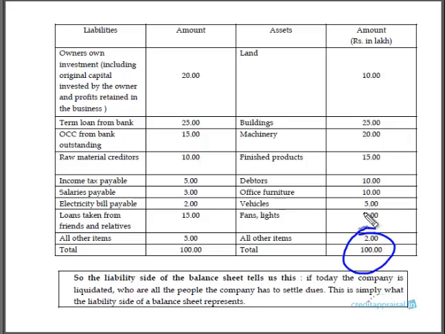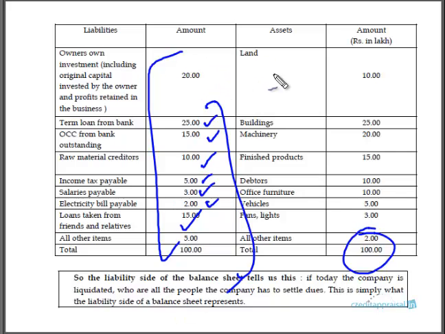So what does the company do with this 100 lakhs? It has realized 100 lakhs, and it repays all these people. It has a term loan from the bank, with a present outstanding of 25 lakhs. OCC outstanding is 15. Some raw material creditors. It has to pay some statutory liabilities like income tax. Some salaries are due. Electricity bill is due. There are also loans from friends and relatives. So various other people. These are all the dues which the company has to settle.